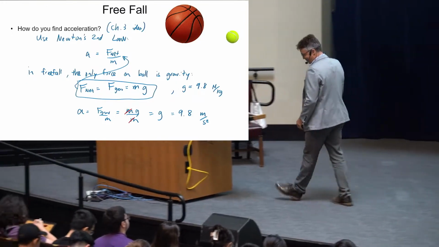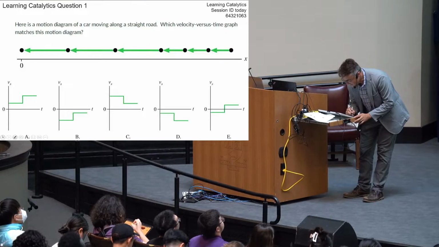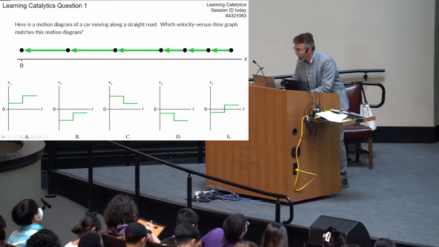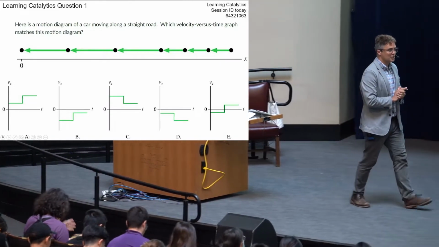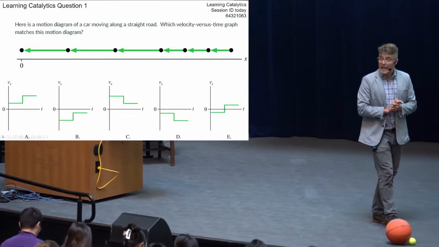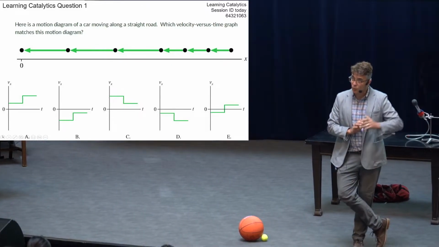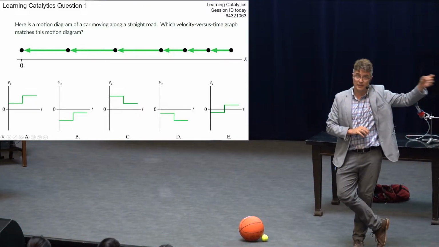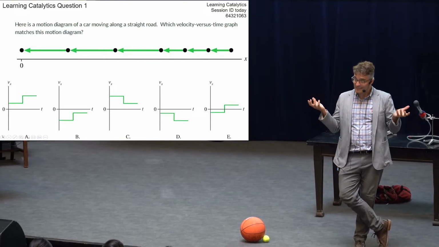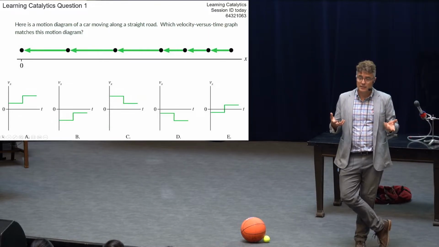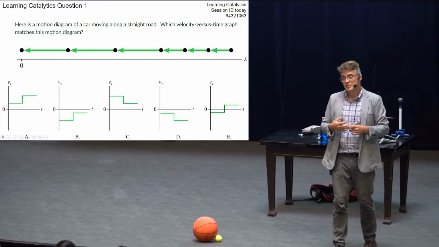Okay, let's go back. This was the one we skipped. Let's try a Learning Catalytics question. What we're doing here is thinking about a motion diagram. I have drawn the x-axis, so I have defined positive x to be towards the right. That's important. If Vx is positive, it means it's traveling towards the right. If Vx is negative, it means it's traveling towards the left. And if Vx is 0, it means it's stopped.